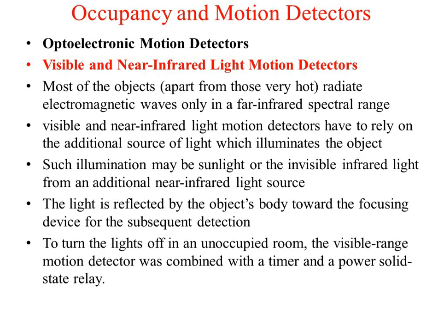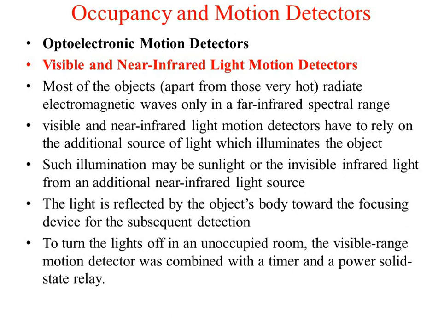Let us consider the example here. To turn the lights off in an unoccupied room, the visible range motion detector was combined with a timer and a solid state relay. Now let us consider that in a room no one is there and you want to turn off the light, or you want to turn off the electrical devices which are turned on. So this is an energy management application, where you want to switch off the lights.